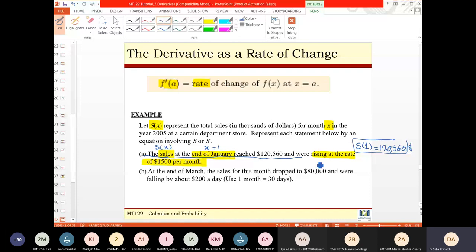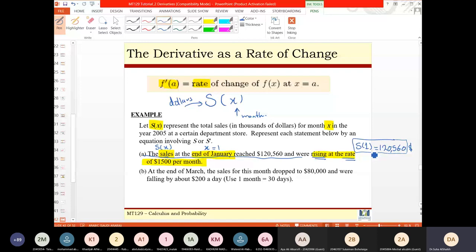The second one is raising at a rate. What does rate mean? We have the function there. The function is S of X. They told me that X means the month, and S means the dollars, the money. They told me in the question. So I can write that sales in January will be 120,560. Mathematically, this is how we can write it: S at month 1, January, meaning the sales in month 1, is this.